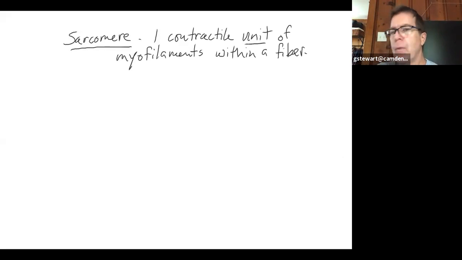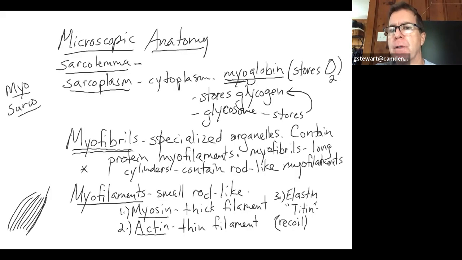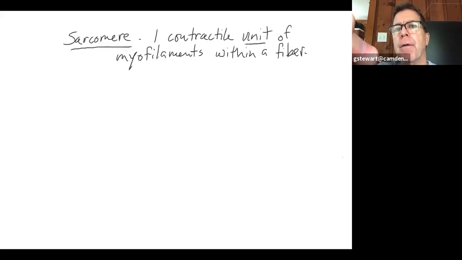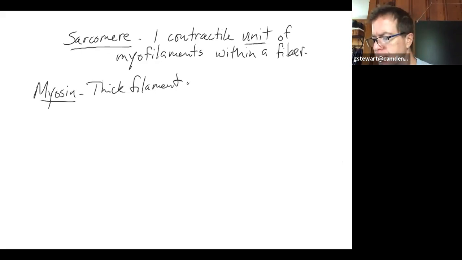I didn't have room on my previous board to say everything I wanted to about myosin and everything I wanted to about actin. So I'm just going to say a few more things about them on this board. So myosin, we know that's the thick filament. Here's some more detail about myosin. It's a thick, long polypeptide chain. That just means a group of amino acids. It's protein-based is what that means.